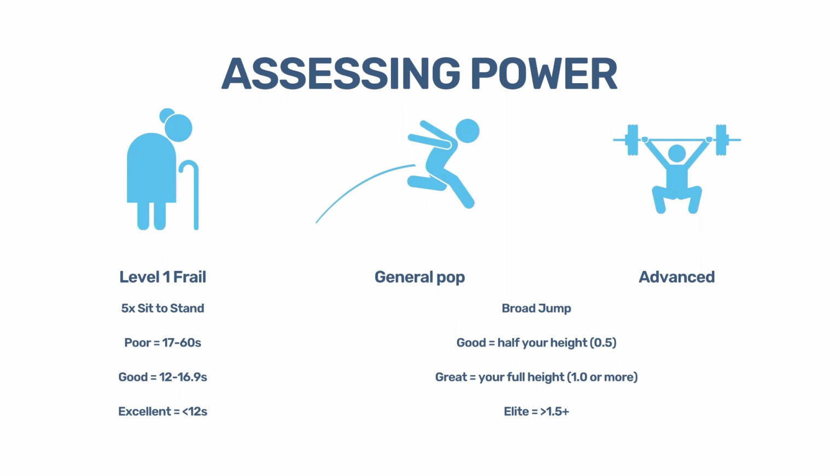So just to sum up, for our level 1, our frail category, we've got our 5 times sit to stand, and then for our general population or advanced category, we've just got a broad jump based on that individual's height. Now what we're going to do is have a look at some of the practical ways that we can train and develop power. So now in our practical, what we're going to look at is examples of each one of those levels and some safe, effective exercises that we can use as our power exercises.